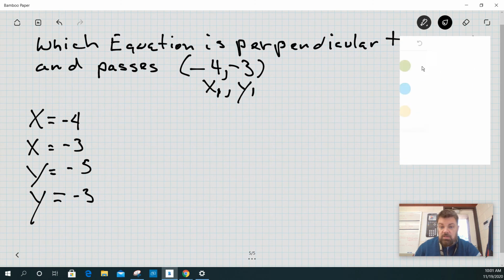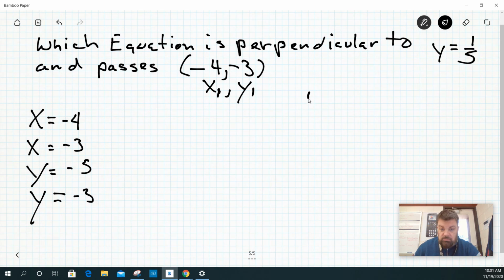So I'm gonna graph this. Sorry, my line's not the straightest. It's so hard to write on this thing.